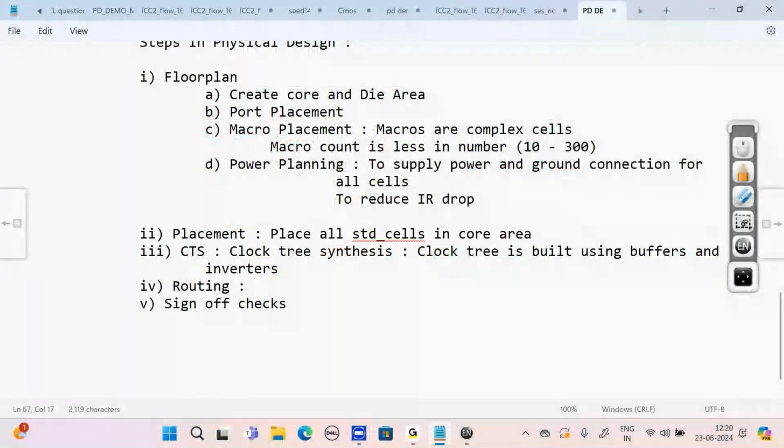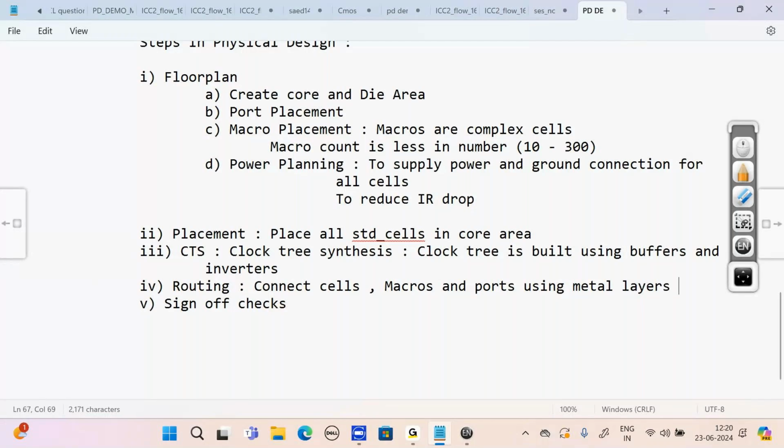Connect cells, macros and ports using metal layers. It is called as what? Routing.